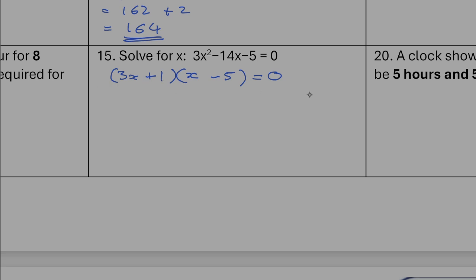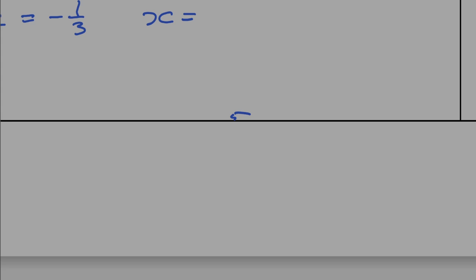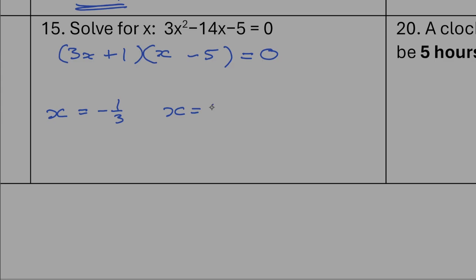Now, if two things multiply to make 0, one of them must be 0. So either this bracket is equal to 0 or this bracket is equal to 0. Now, the easiest one to do is this one, but I'm going to do this one first because I like to put them in size order. So to make that bracket 0, x must be equal to minus a third. And to make that bracket 0, x would need to be equal to 5. So there's my 2 solutions.